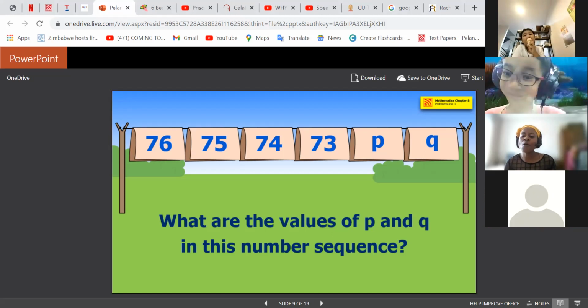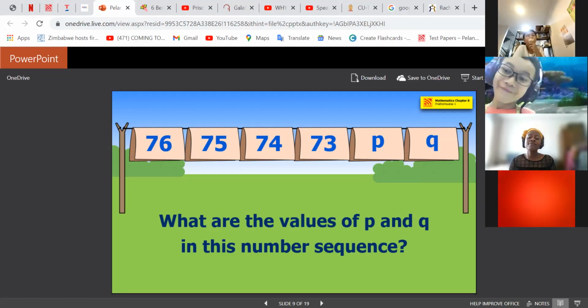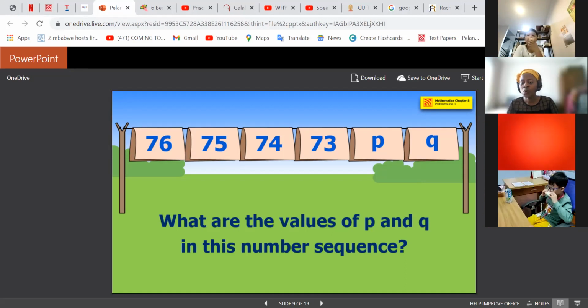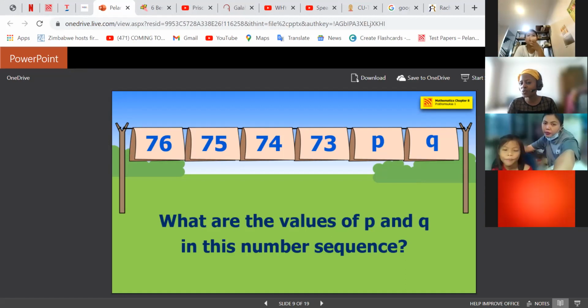The value for P and Q will be. These numbers are decreasing. What page? We are on page 121.